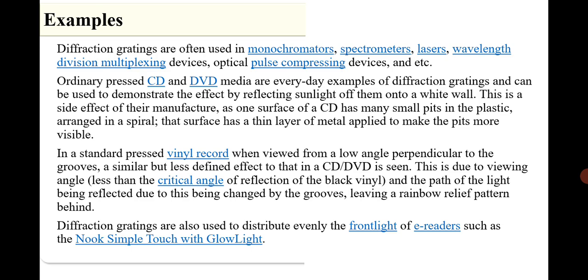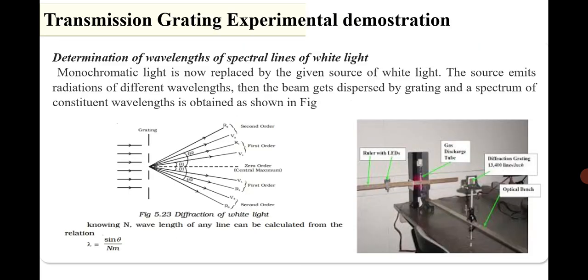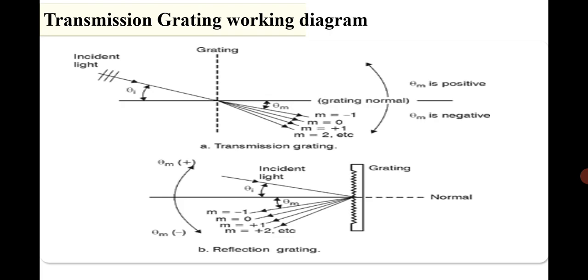This is due to the viewing angle, and the path of the light being reflected is changed by the grooves, leaving a rainbow relief pattern behind. Diffraction gratings are also used to distribute evenly the front light of e-readers, such as the Nook Simple Touch with GlowLight. In the figure, we see the transmission grating working diagram.